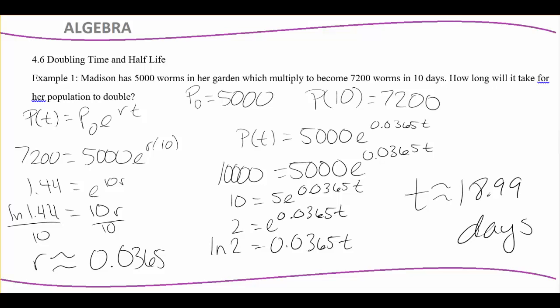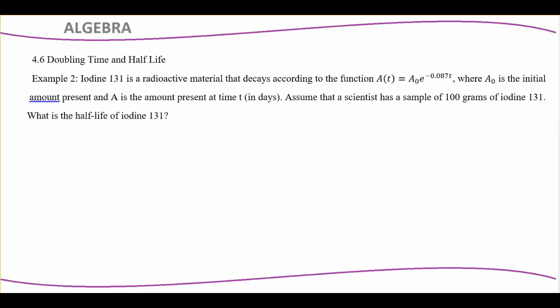And now we're going to work on one for half-life. Here's example 2. Iodine-131 is a radioactive material that decays according to the function A of t equals A naught times e to the negative 0.087t, where A naught is the initial amount present and A is the amount present at time t in days. Assume that a scientist has a sample of 100 grams of iodine-131. What is the half-life of his iodine-131?